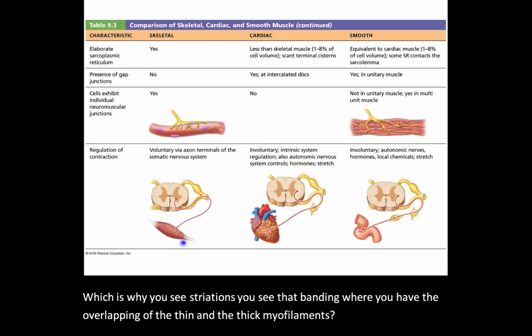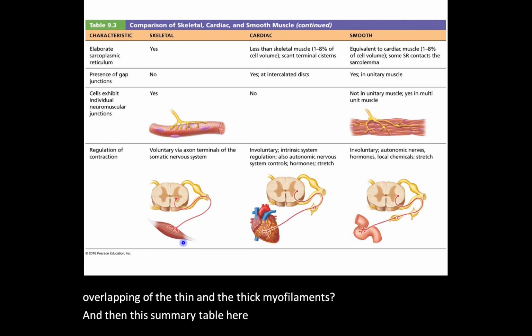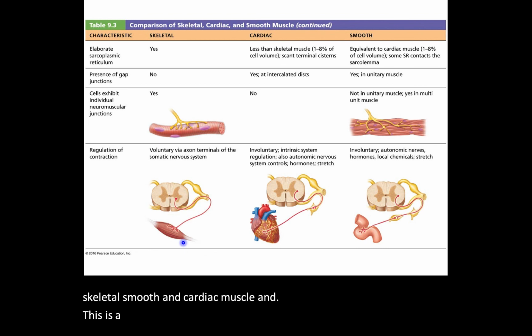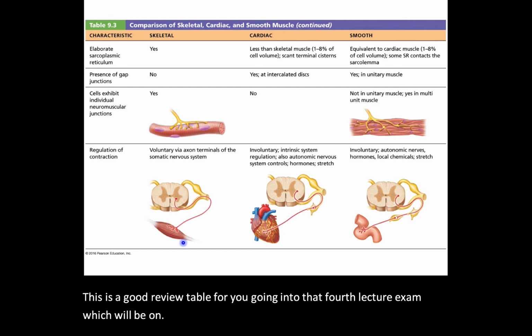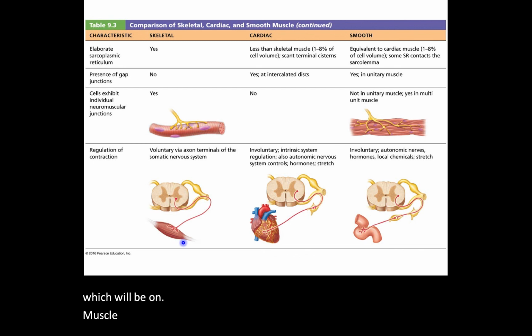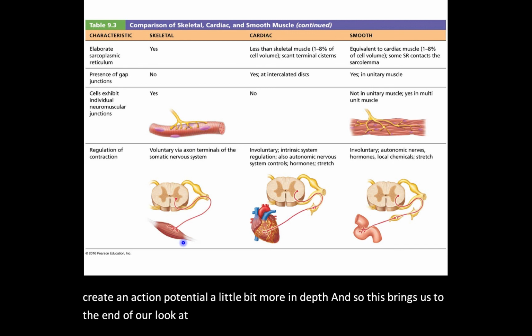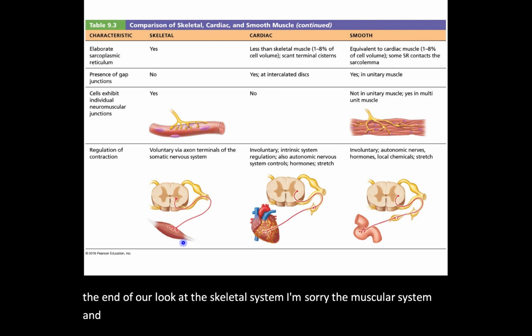And then this summary table here is just that. It's a summary table of skeletal, smooth, and cardiac muscle. And this is a good review table for you going into that fourth lecture exam, which will be on muscle physiology, and our next PowerPoint, which will look at how we create an action potential a little bit more in depth. And so this brings us to the end of our look at the skeletal system, the muscular system, and more specifically, muscle physiology.